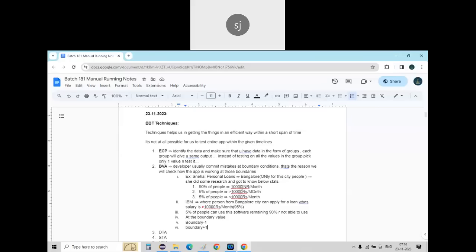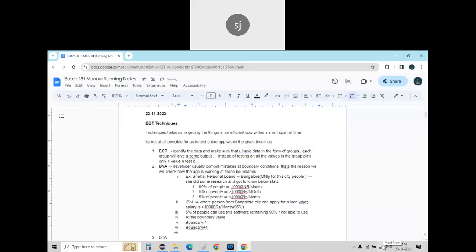Also, as part of this particular chunk, we are going to study this thing as well. That's the ultimate point of boundary value analysis. We need to keep the boundary conditions in mind and we just need to validate that.